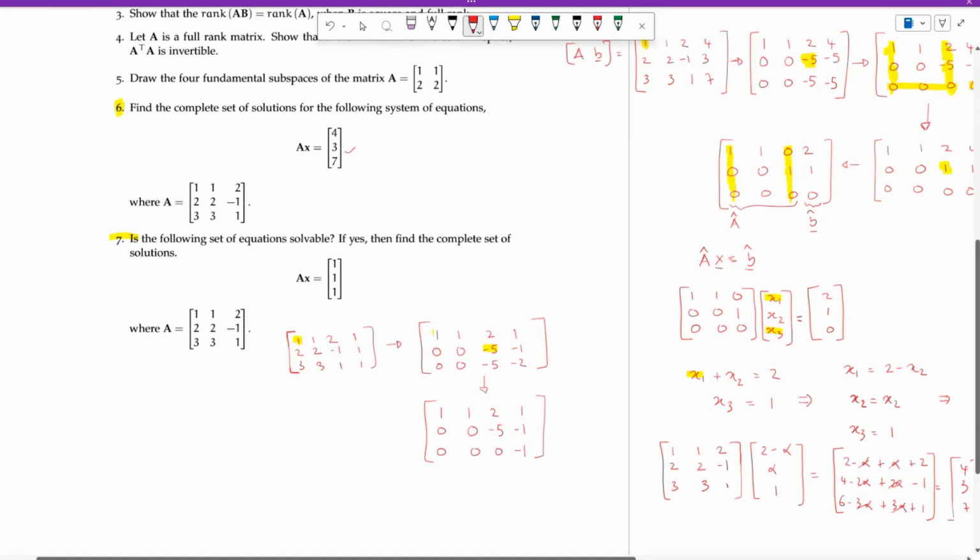Now is it solvable? I mean, always think of it like this. The last row tells me 0 times x1 plus 0 times x2 plus 0 times x3 equals minus 1. There is no value of x1, x2, x3 that will satisfy this equation. That means this is not solvable. That means this system of equations is not consistent. If this was 0, then yes, you can solve this equation. You can put any value of x1, x2, x3, and it's solvable. So here we don't have an inconsistent set of equations.